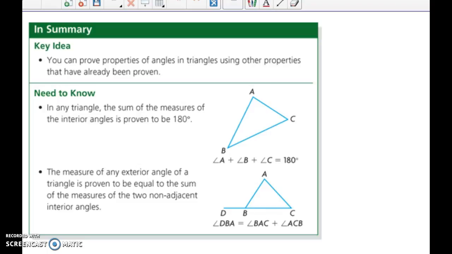About section 2.3, and I'm going to start with the summary and then we'll go back to the examples. So what we need to know is we need to remember the three angles of a triangle always add up to 180. And the second thing we need to know is the measure of any exterior angle is proven to be equal to the sum of the measures of the two non-adjacent. So this exterior angle here would add up to A plus C together. So this exterior angle would add up to these two angles together.